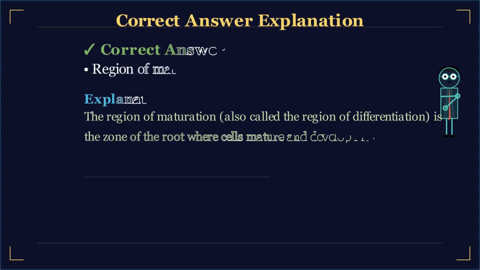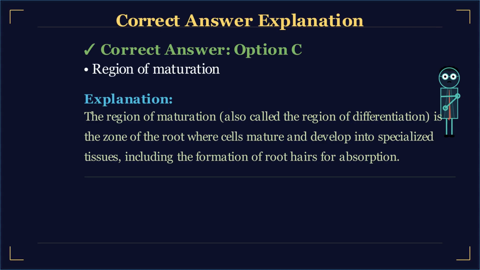Here's the explanation for the correct answer. The region of maturation, also called the region of differentiation, is the zone of the root where cells mature and develop into specialized tissues, including the formation of root hairs for absorption.